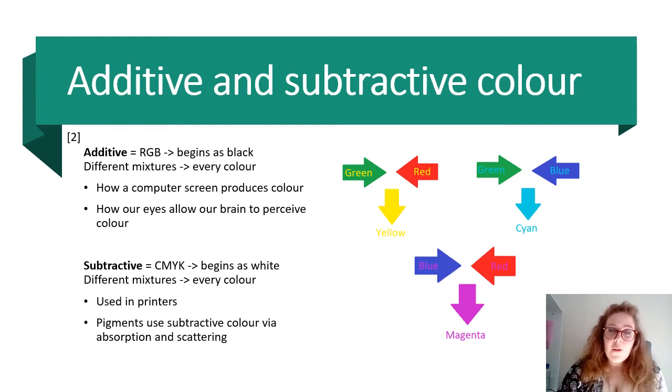When it comes to subtractive colour, this begins as white light, and as light is subtracted, so filtered out or absorbed, this creates the appearance of colour. Because we're going to be looking at pigments used to produce paintings and artefacts, we're interested in subtractive colour, which makes sense because pigments allow us to see colour when they are illuminated with white light, because they will absorb some portions and reflect others.